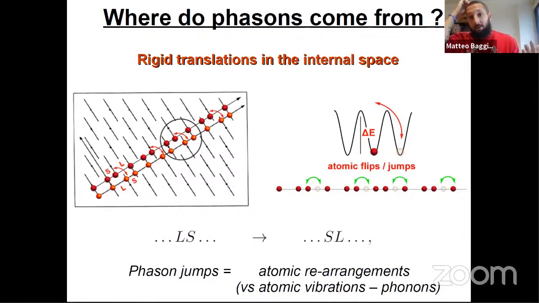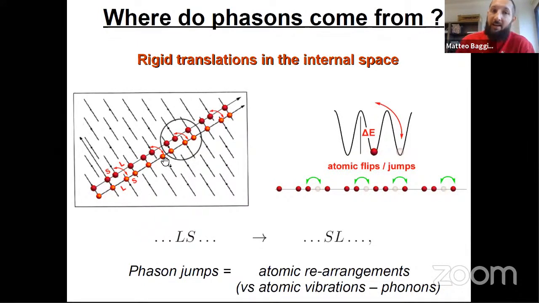But something will happen. If you do this, you will see that some of the orange points will rearrange. In particular, you can have a situation where from an LS sequence, you will jump to an SL sequence. You can see, for example, here that at a certain point a long segment will become a small one and vice versa. It's here in the circle. And from the real space, what does this mean?